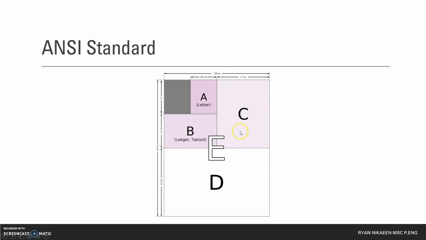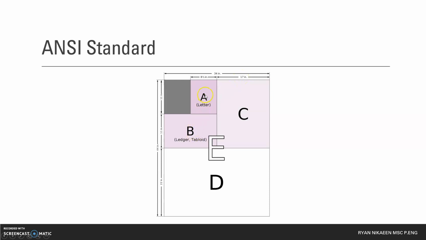Half of D we call C. So C is going to be 17 by 22. Half of C we call B. And there is another name for B, tabloid. Tabloid is 11 by 17. It's the same as this one.